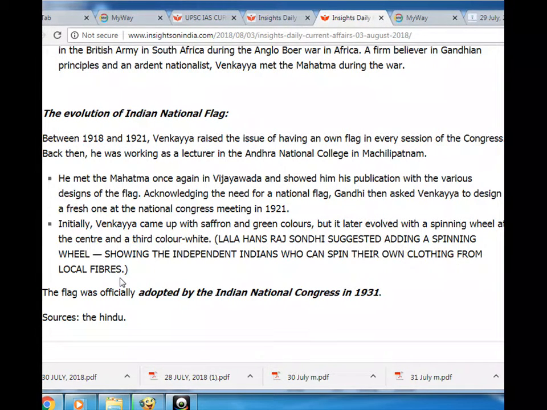Acknowledging the need for a national flag, Gandhi then asked Venkayya to design a fresh one at the National Congress meeting in 1921. Initially, Venkayya came up with saffron and green colors, but it later evolved with a spinning wheel at the center and a third color, white. Lala Hans Raj Sondhi suggested adding a spinning wheel, showing the independent Indians who can spin their own clothing from local fibers. The flag was officially adopted by the Indian National Congress in 1931.